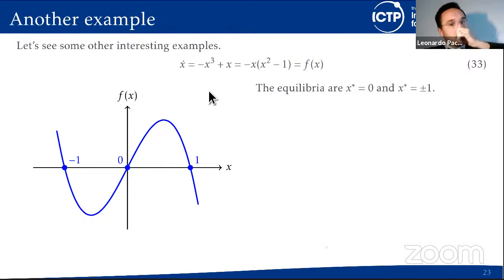Now let's use spectral analysis. Well, let's first draw the stream plot of this system. So if we draw the stream plot, you see that we get something.